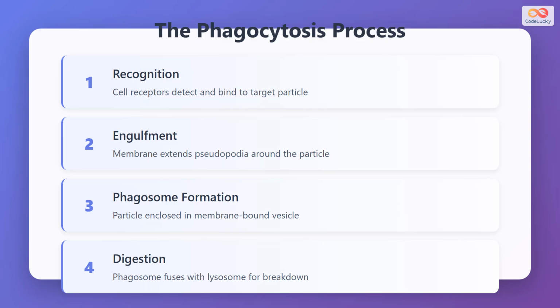Phagocytosis occurs in 4 distinct steps. Step 1 is recognition, where cell surface receptors detect and bind to the target particle. Step 2 is engulfment, where the cell membrane extends arm-like projections called pseudopodia around the particle. Step 3 is phagosome formation, where the particle becomes completely enclosed in a membrane-bound vesicle called a phagosome. Step 4 is digestion, where the phagosome fuses with a lysosome, and digestive enzymes break down the particle into smaller molecules.